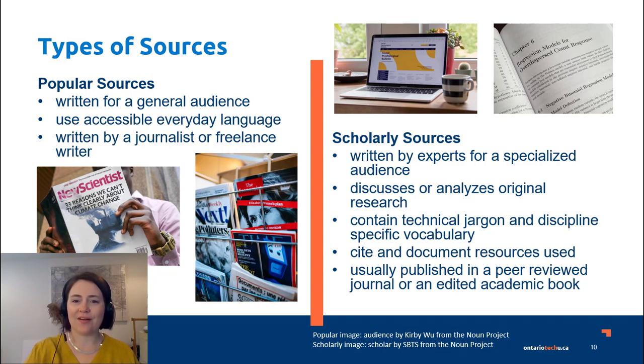Popular sources can be books and articles that are written for a general audience. They use everyday language and include vocabulary that is easily understood by the average reader. Popular articles may be written by a journalist or a freelance writer and don't generally provide sources to support the information they present. Scholarly sources can be books or articles that are written for a more specialized audience or scholars, researchers, and students like you. A scholarly source discusses and analyzes original research and often uses specialized vocabulary. Information in scholarly sources is cited, and scholarly research is published in journals and in academic books.